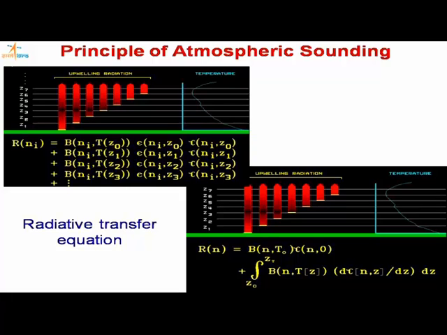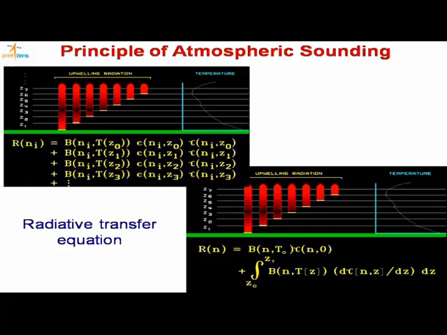Now if we try to compute the radiance which is reaching the satellite, or the top of the atmosphere, it is a sum of various terms. The radiance reaching the satellite in channel number i is equal to the radiance emerging from the surface, multiplied by its emissivity, multiplied by the transmittance of the atmospheric column, that is this parameter, and this is the emissivity of the land surface. Then we have to add the contribution of the first atmospheric layer, which is shown by this term.